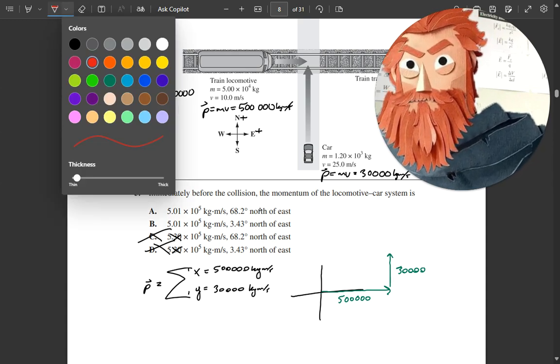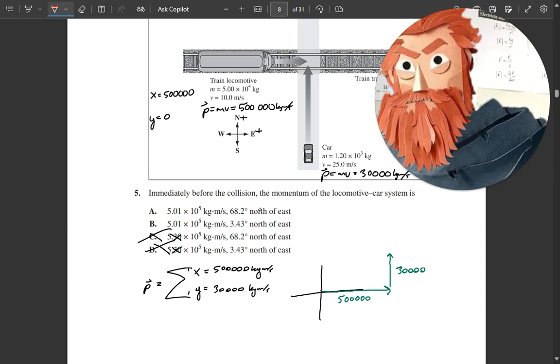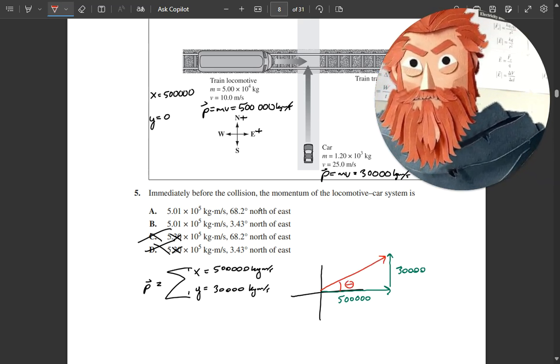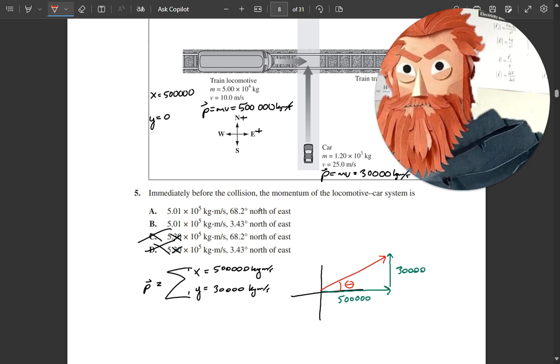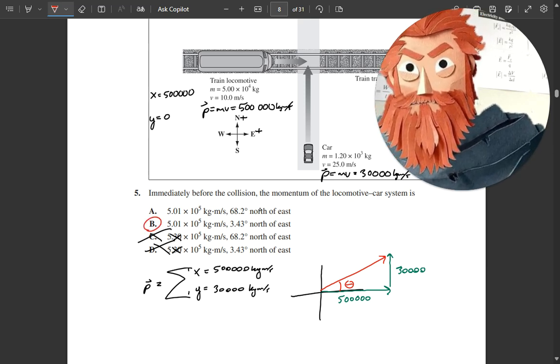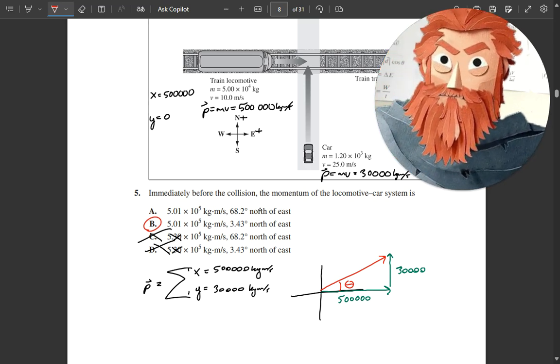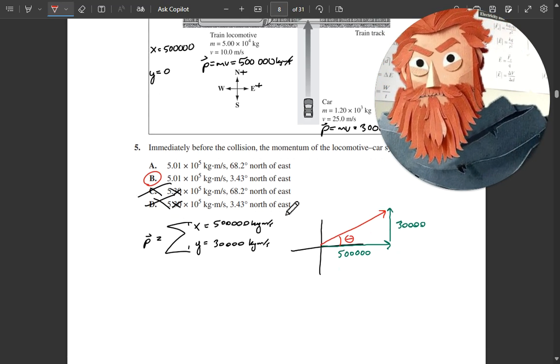Which I think is going to be 501, based on the answers. But my real goal is to actually find out what this angle is. So I'm looking at that right now. That's definitely going to have to be B because the angle's small. Got a small y value, got a huge x value. It's going to have a small angle. But let's just double check that.